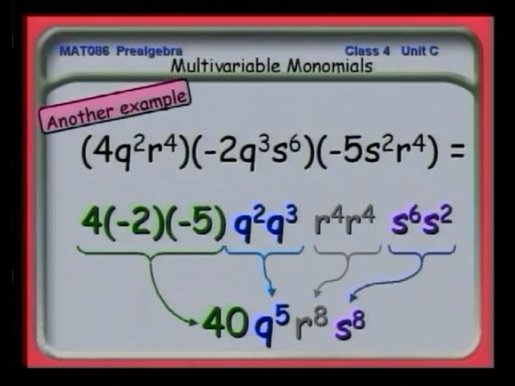To review, in order to multiply polynomials, you pick out the coefficients, put them on the right, multiply them together. Then look for variables of the same base, group those, and add their exponents, and you're finished.